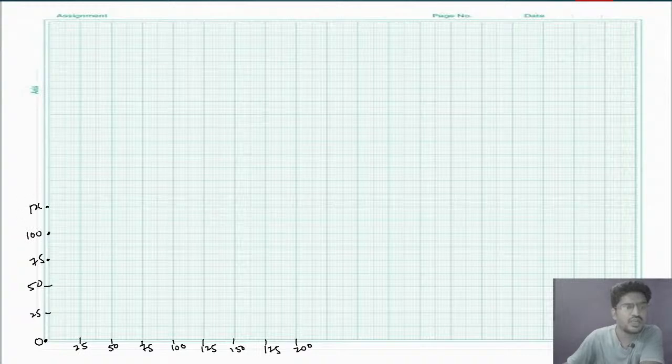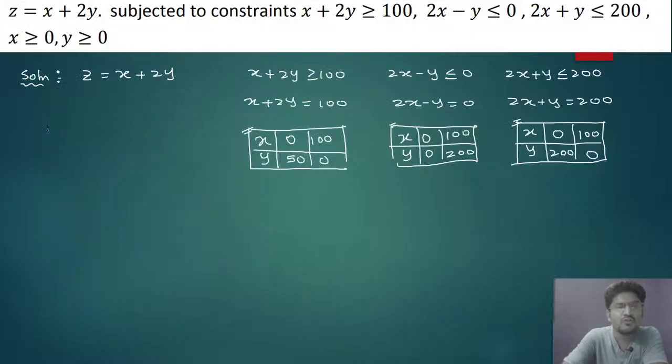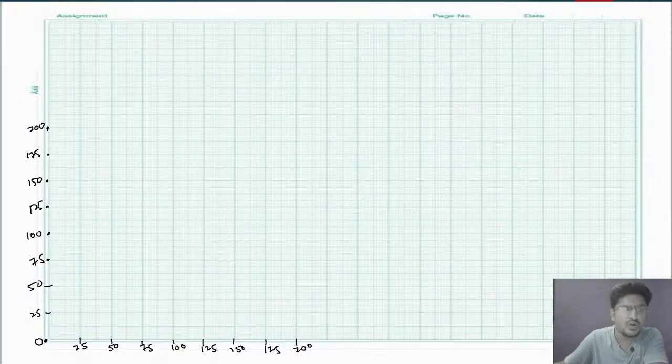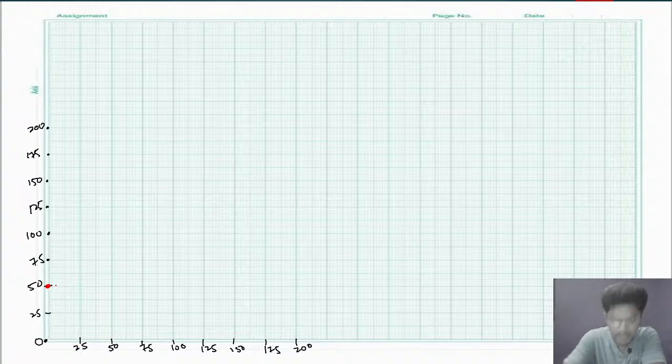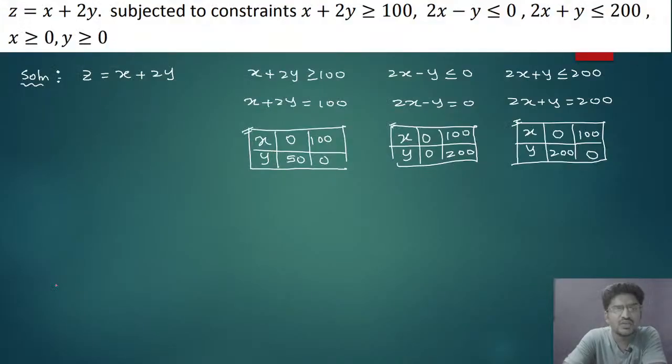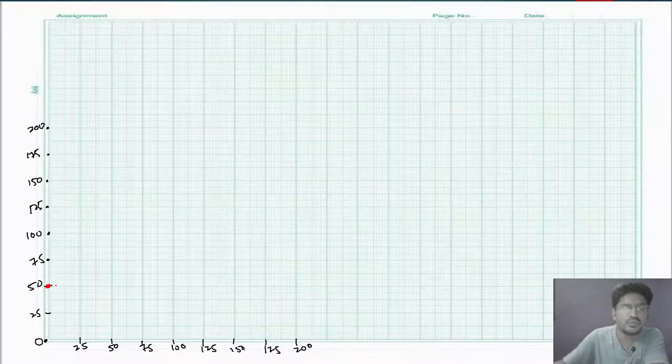This is 125, 150, 175, and this will be 200. Clear? So now we can go for drawing the line. Take x is 0, y is 50. This is the point, x is 0, y is 50. Clear? And here you can see x is 100, y is 0. So x is 100, y is 0.